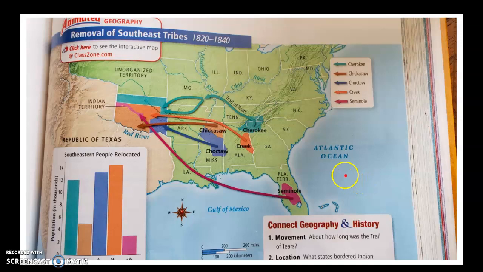So this is a picture of the map from your book right here. You can see it's a little bit closer up from the previous slide. So you see all of them moving west every time. So we have the Cherokee here. This was the Trail of Tears. We're going to get to that in the next slide. But this is where the Creek, Chickasaw, Choctaw, and Seminole tribes all ended up out here in Indian Territory, which is now, looks like right there, that looks like Oklahoma.